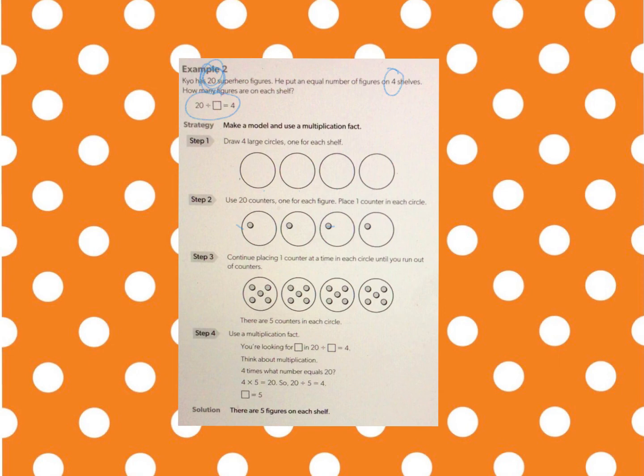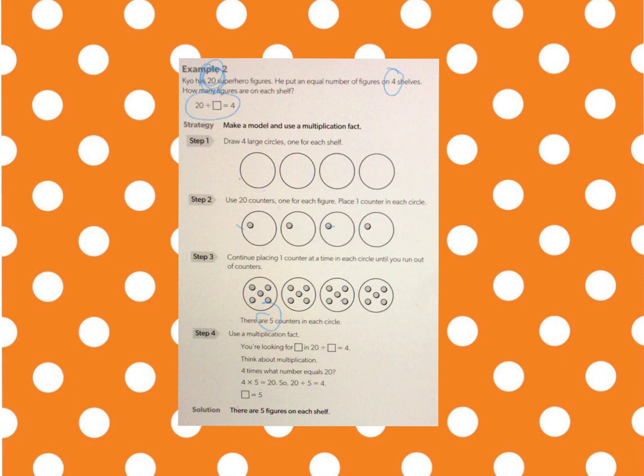So if I take a look and ask myself, how many are in each shelf or in each circle? There would be 5. 1, 2, 3, 4, 5. Because 5, 10, 15, 20. 4 groups of 5 equal 20. So there are 5 counters in each circle. So my division fact, if I'm looking for that, would be 20 divided by 4, which would be 5.